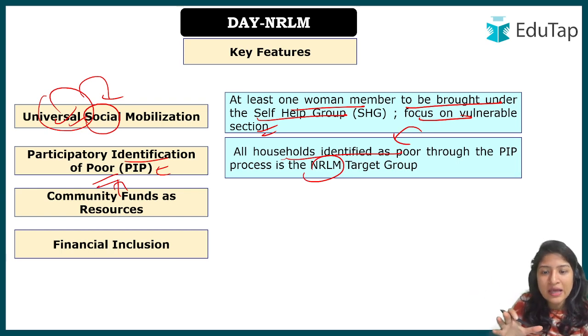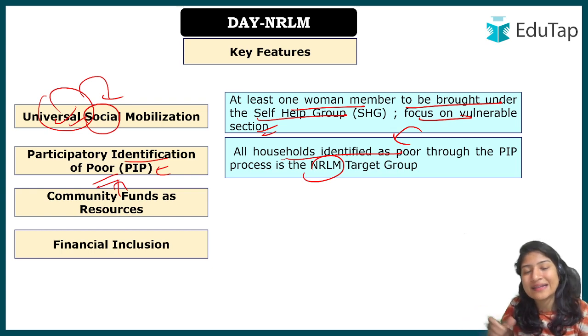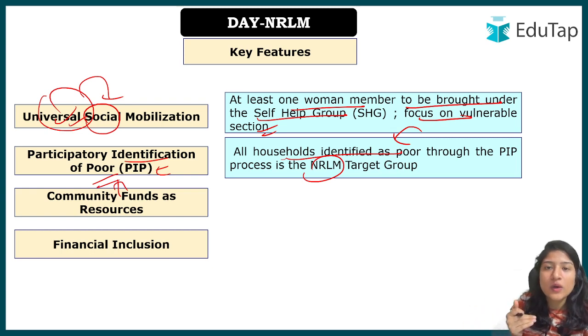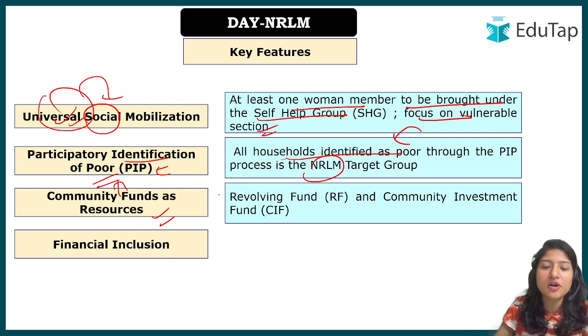So there is a process which is known as participatory identification of the poor, because of course they are the ones who need the employment the most to improve their livelihood in a better manner, right? Next is community funds and resources. So we are talking about revolving funds. These funds actually never end, so they keep on circulating between the SHGs, between people. That is a revolving fund and community investment fund.